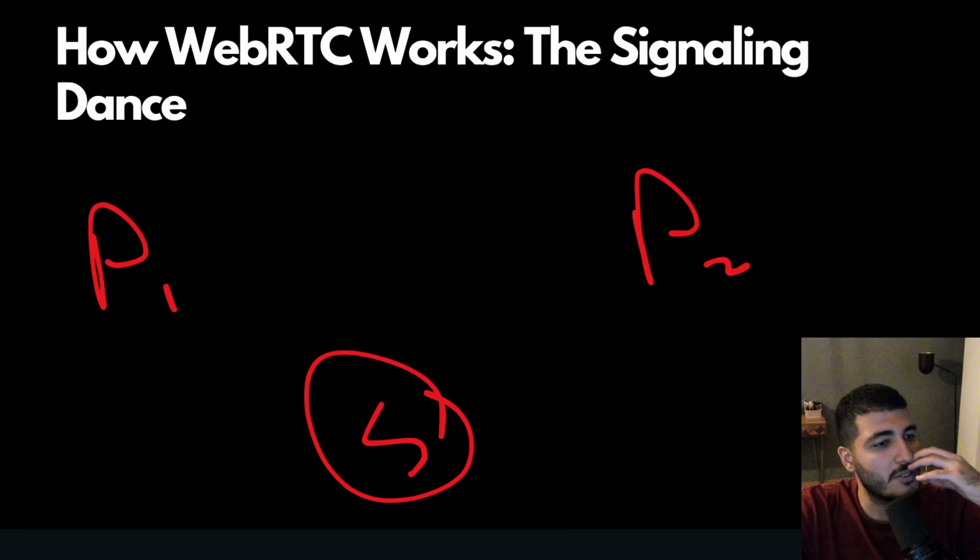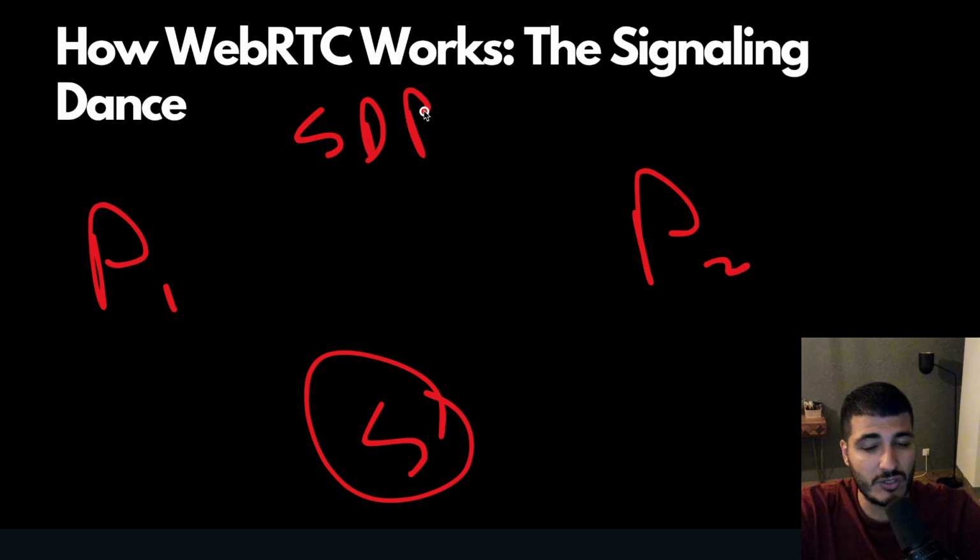There are 2 things we need to talk about, which is SDP, Session Description Protocol. This is exchanged during signaling to describe media capabilities. And also we have ICE candidates. These are discovered network addresses like local IP, public IP, and port that a peer can use to communicate.